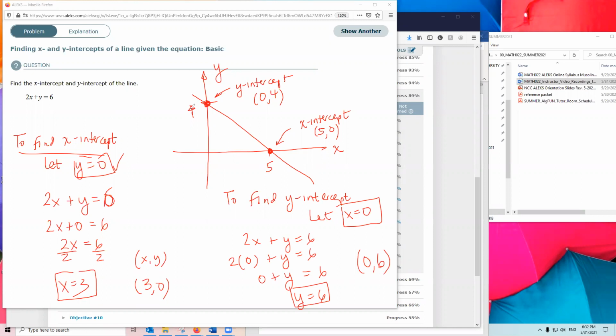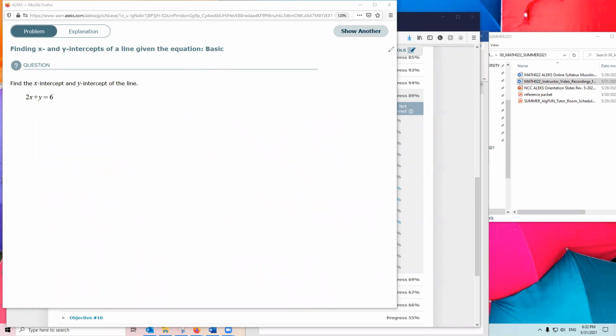So in our example, I guess I'll make this our example. This was 0, 6. So this point was a 6 up here. And 3, 0 for our example. That means this point here was a 3. And this is another way you can graph a line, because if you can find these 2 points, the x-intercept and the y-intercept, you can connect those 2 points with a straight line. That would give you the graph you're interested in.